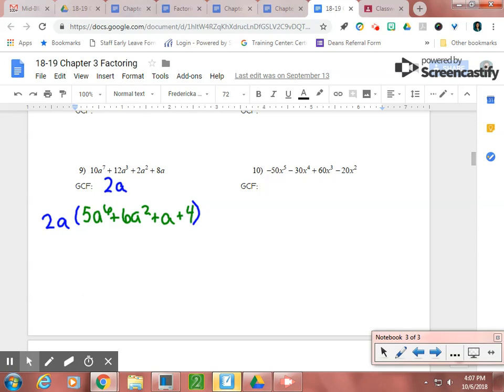And my last one, greatest common factor on this that they're all divisible by is 10x squared. So that's what's going to go on the outside. Then inside of this, dividing each of those, I have negative 5x to the 3rd, then minus 3x squared, 6x, and minus 2. Okay, and that's your greatest common factor factoring.